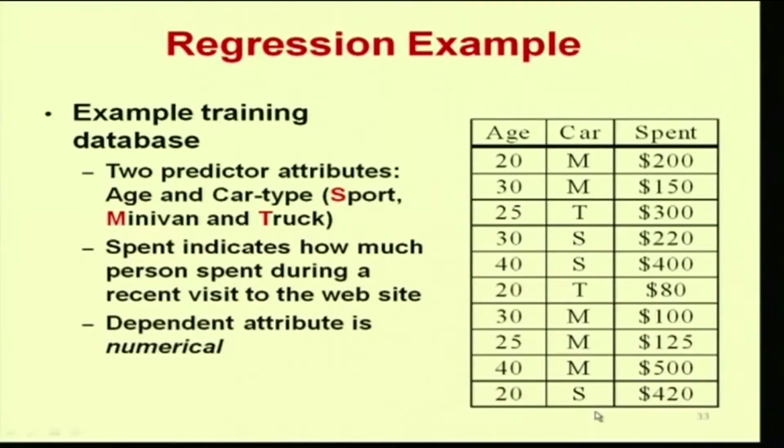Now, let us take a regression example. You have this, and spent indicates how much a person spent during a recent visit to the website, and the dependent attribute here is numerical. Let us look at some definitions.